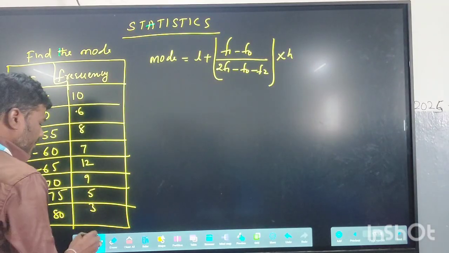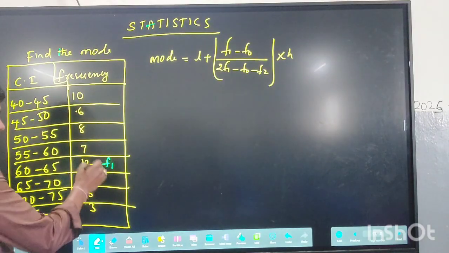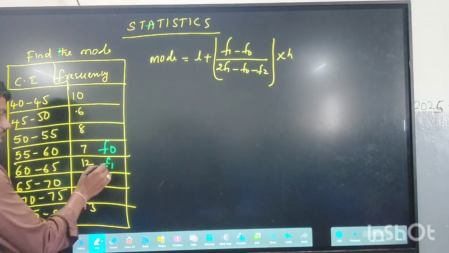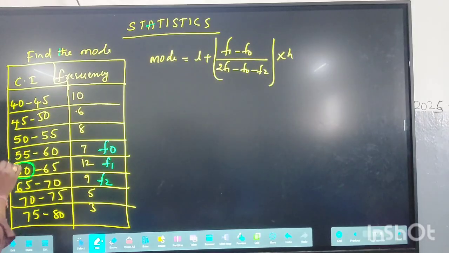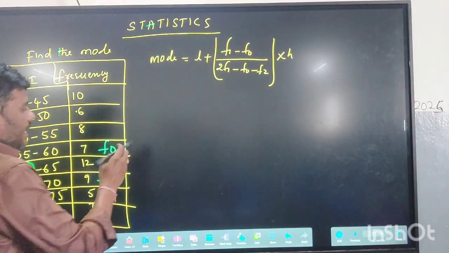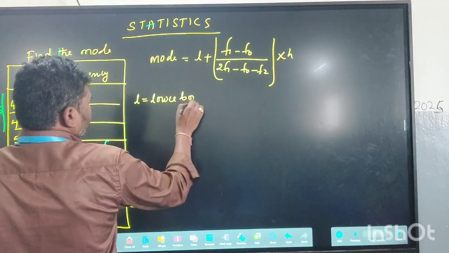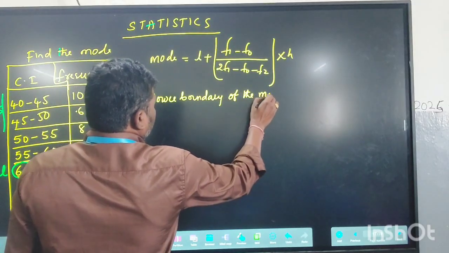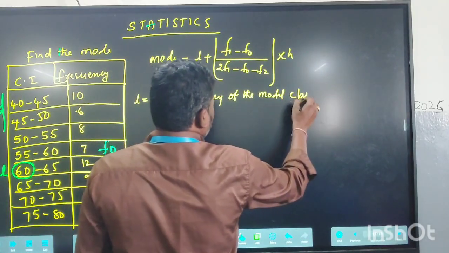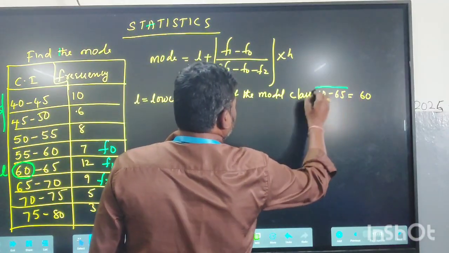So here keep F1 equal to what? F1 equals 12. The value before F1 is F0, and the value after F1 is F2. So the F1 line only, take this L. These values, H equals 5. Okay. Now write here L equals the lower boundary of the model class. The model class is 60 to 65, so L equals 60.